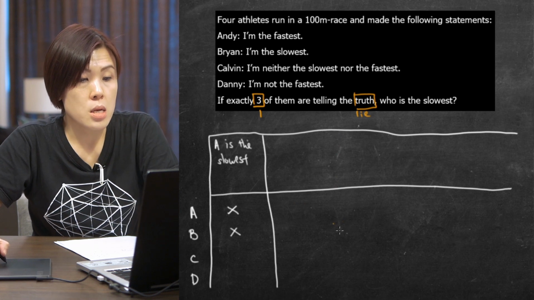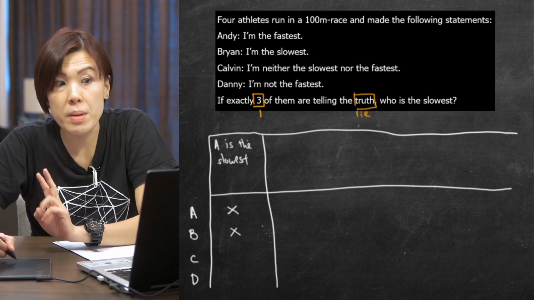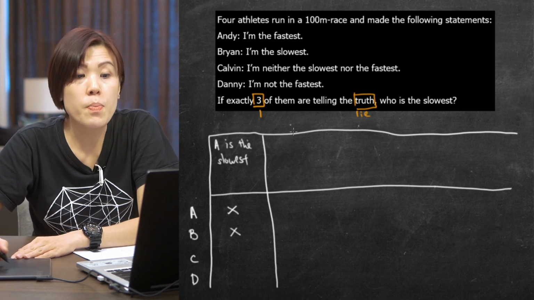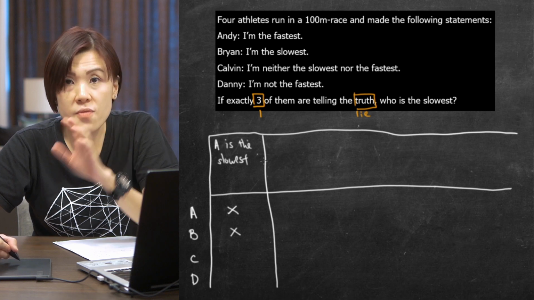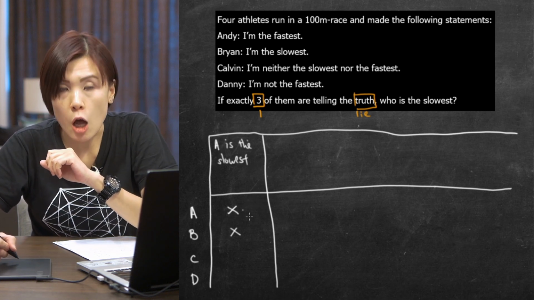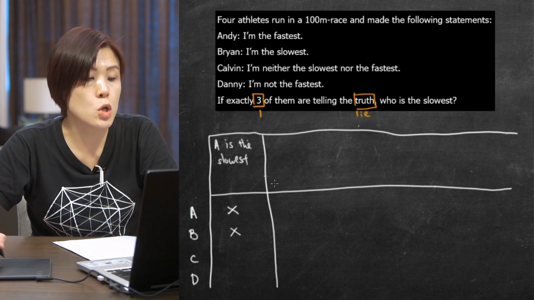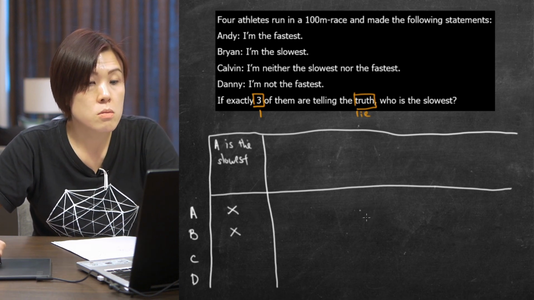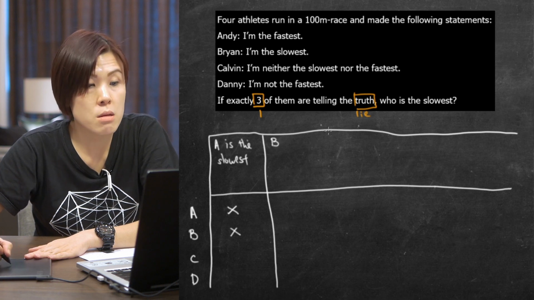So you can see in this first assumption where A is the slowest, we have 2 people lying. But this puzzle says that only 1 of them is lying, which means this first assumption is not valid. Then we move on to the next assumption where Bryan is the slowest. So next, I'm going to put down B, which represents Bryan is the slowest.